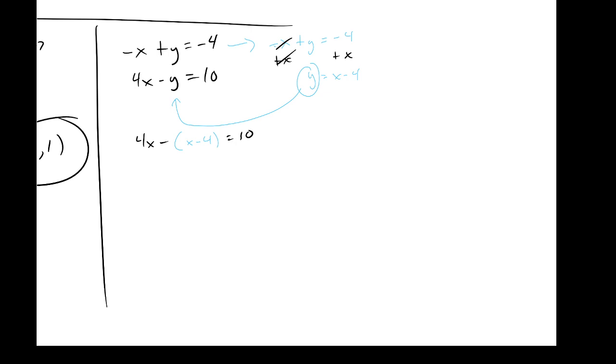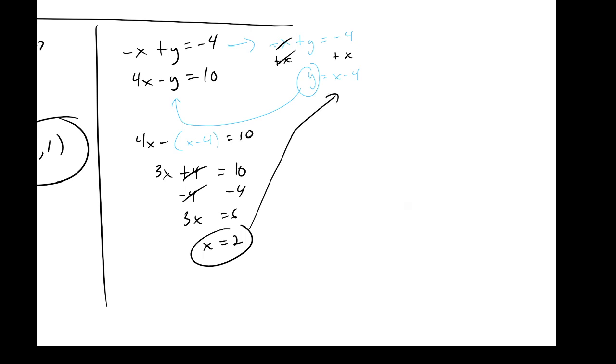4x minus x is going to be 3x. Minus x minus 4, which is positive 4, is equal to 10. Subtract 4 from both sides. 3x is equal to 6, so x is equal to 2. Take that guy, I'm going to throw him back into that first equation I had. Again, make life easier. Substitute in 2. Doesn't matter which equation, right? These first top two are the same, so it didn't really matter which one I put it into.